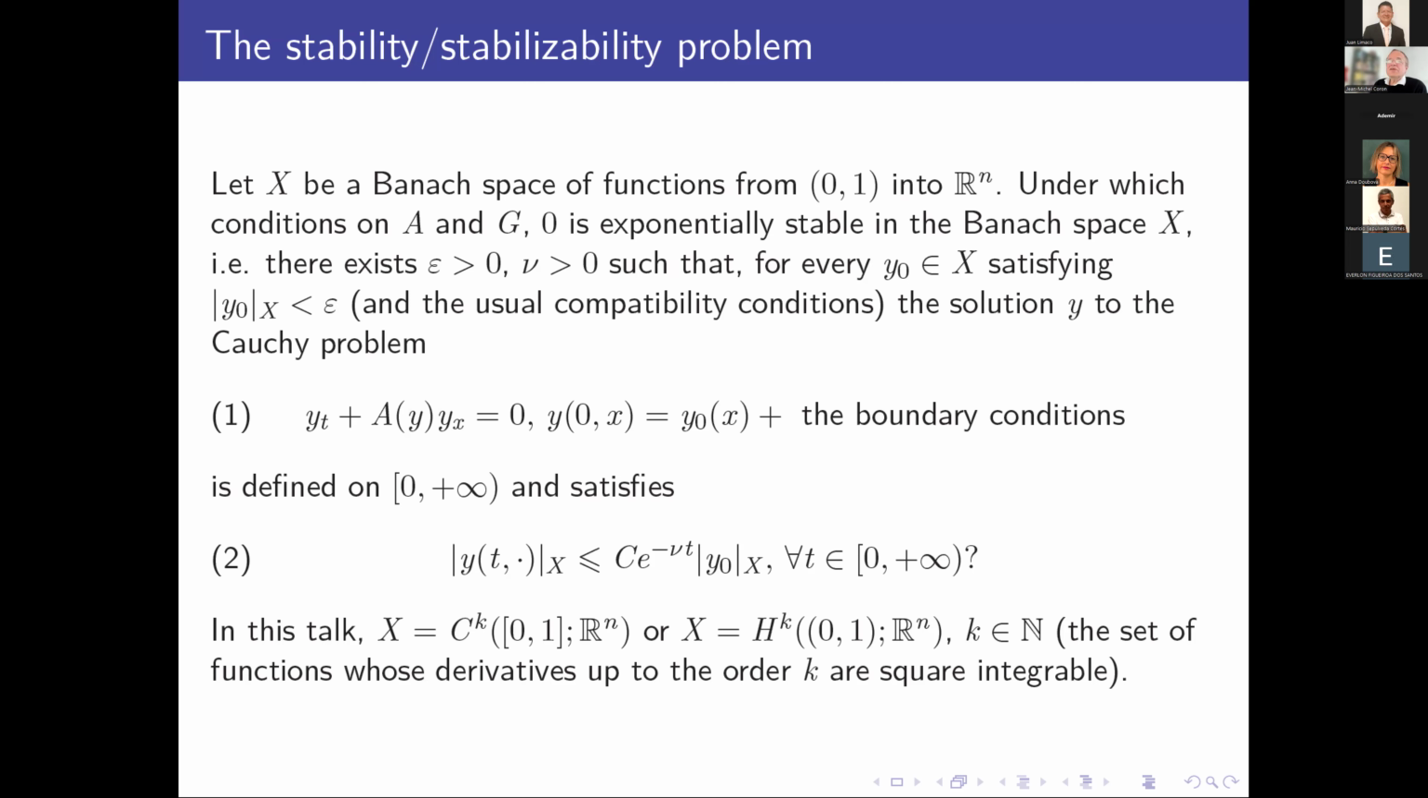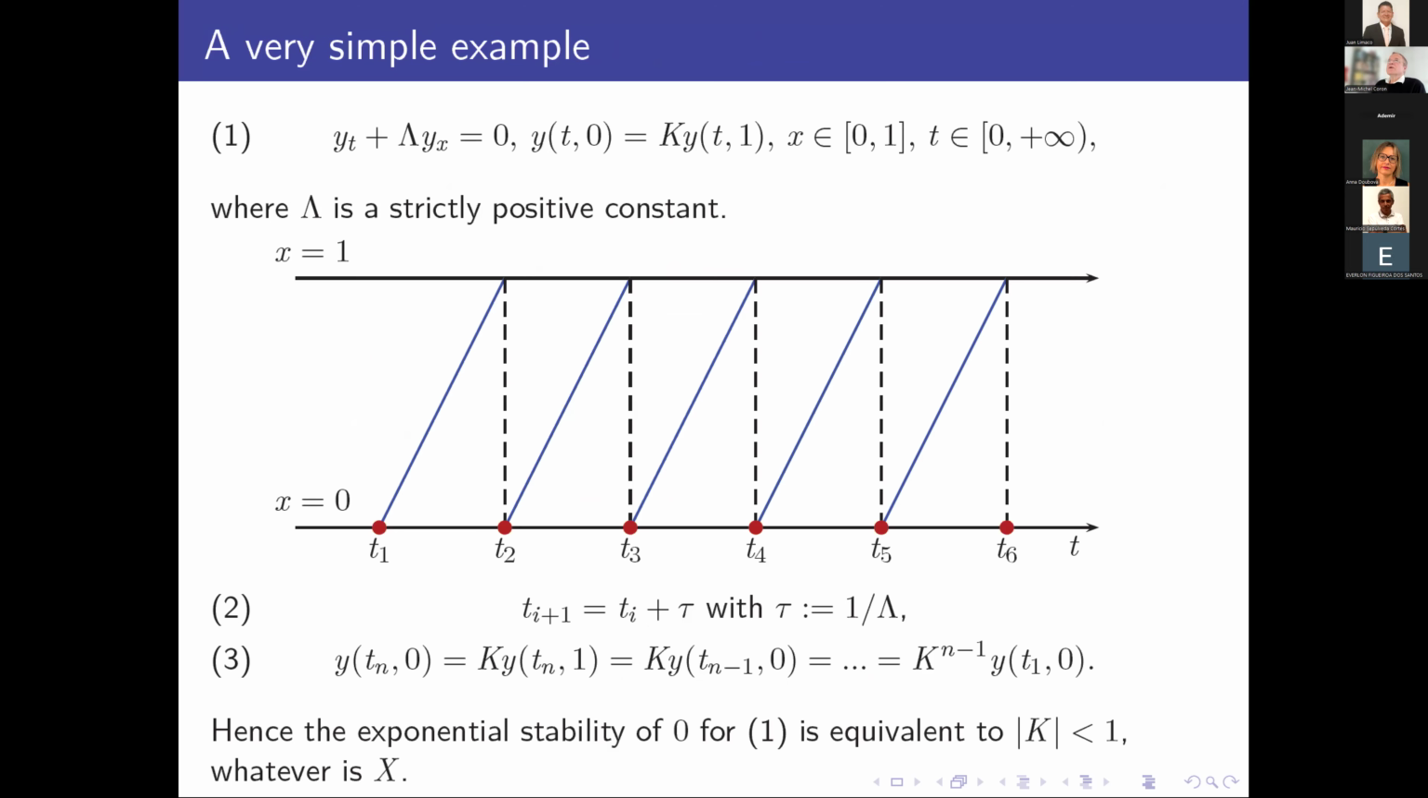And the question is, under which condition do you have this property? You want to understand when you have this exponential decay. And we start with the simplest case. The simplest case is where you are in dimension 1, and we have something linear. For example, we assume that we have only one velocity, which is positive. So this is y_t plus lambda y_x equal to 0, and y(t, 0) is k times y(t, 1).